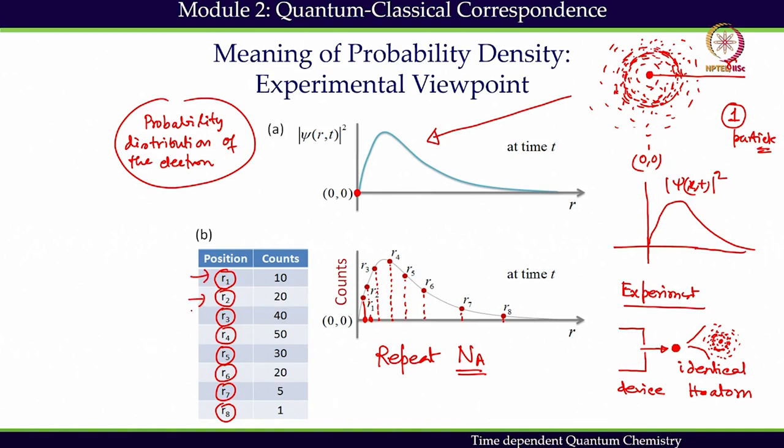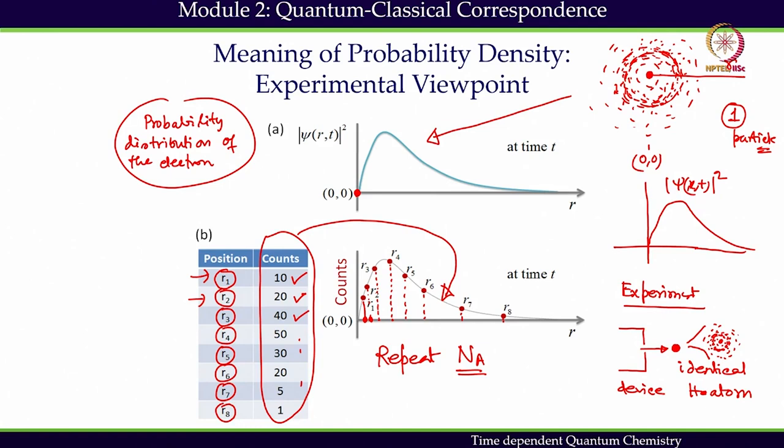And after counting, what I am finding is that the R1 position I have found in 10 experiments, the R2 position I have found in 20 experiments, the R3 position I have found in 40 experiments, and so on. What we are seeing here is that these experimental counts after repetitive experiments is exactly going to show the distribution. So the meaning of probability distribution from an experimental viewpoint is that it is actually showing how the distribution would be if I repeat the experiment several times. That's the meaning we have.